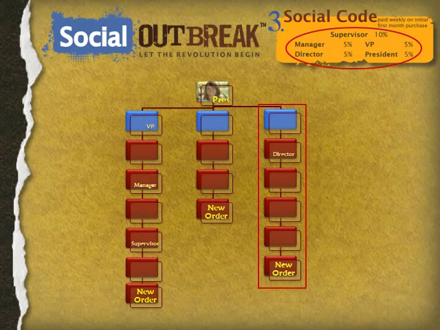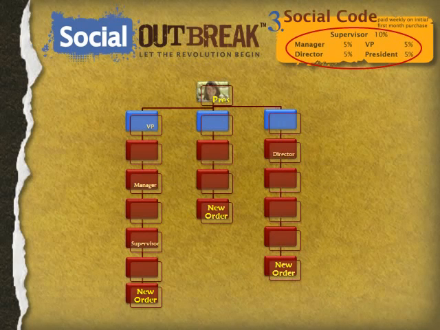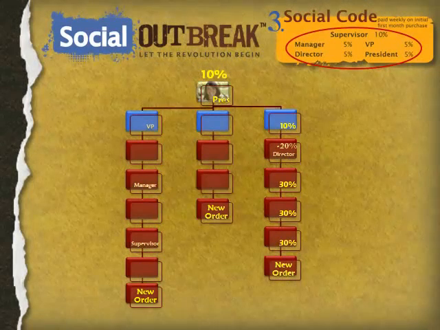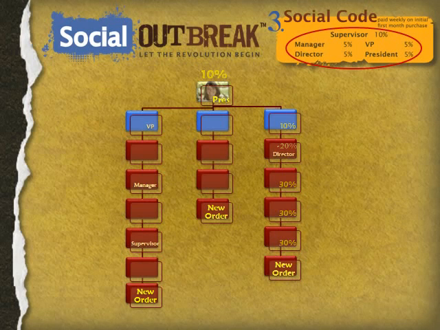Now let's look at this example. The group on the right has a new order coming in, and 30% is rolling up. The first rank it finds is a director rank. That director will earn 10% for the supervisor, 5% for the manager, and 5% for the director, for a total of a 20% payout, leaving a 10% balance, 10% to you because you're a president.